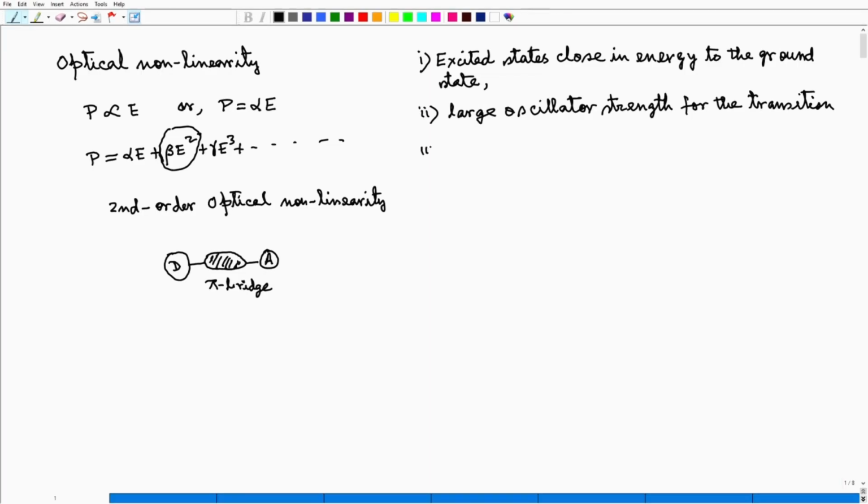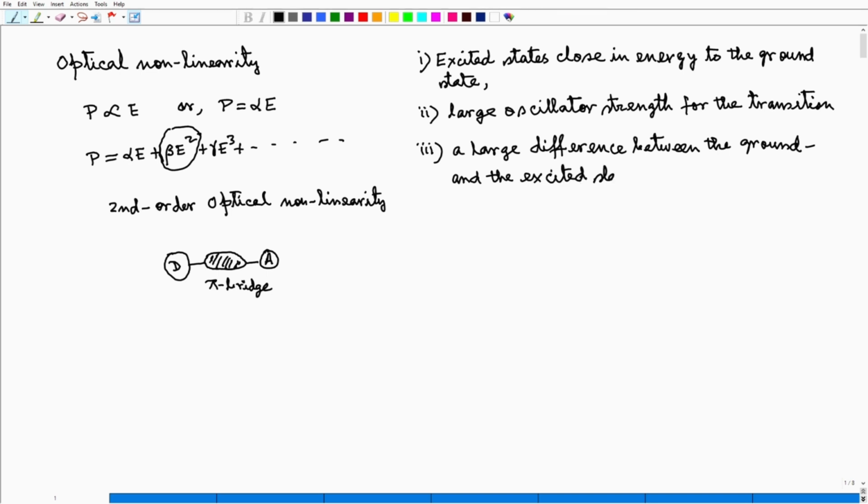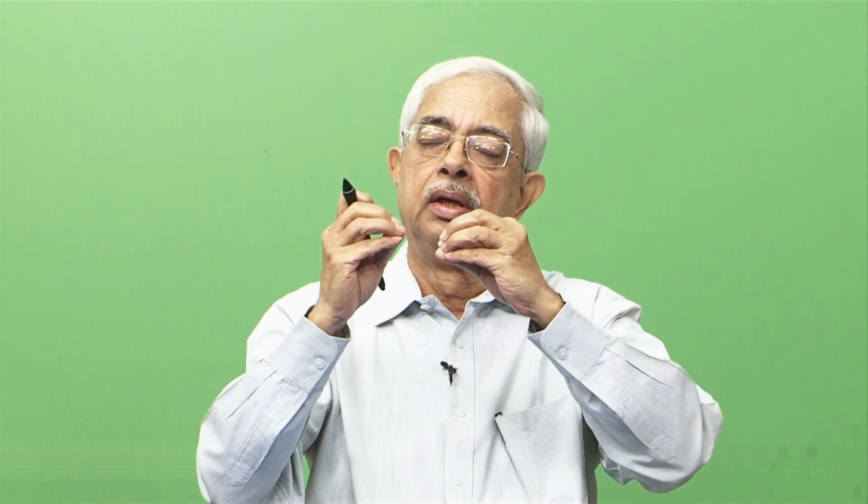And number three is very important: a large difference between the ground state and the excited state dipole moments. What is the meaning of this? If the excited state dipole moment is large, that means charge separation is large. Okay. Then what will happen?